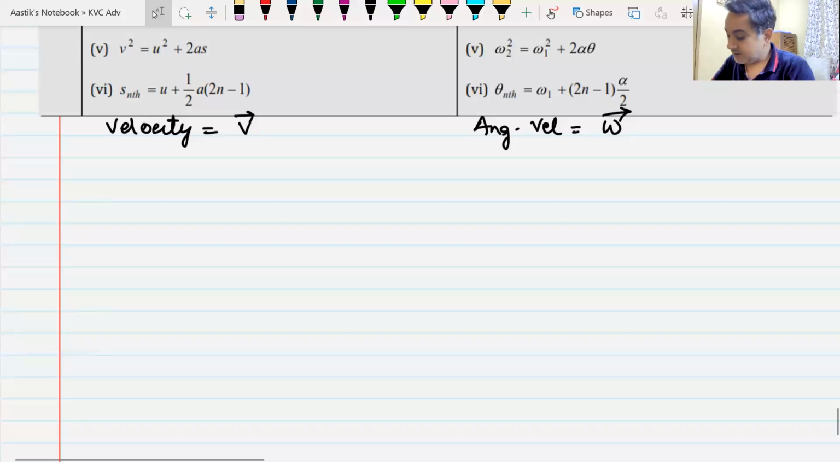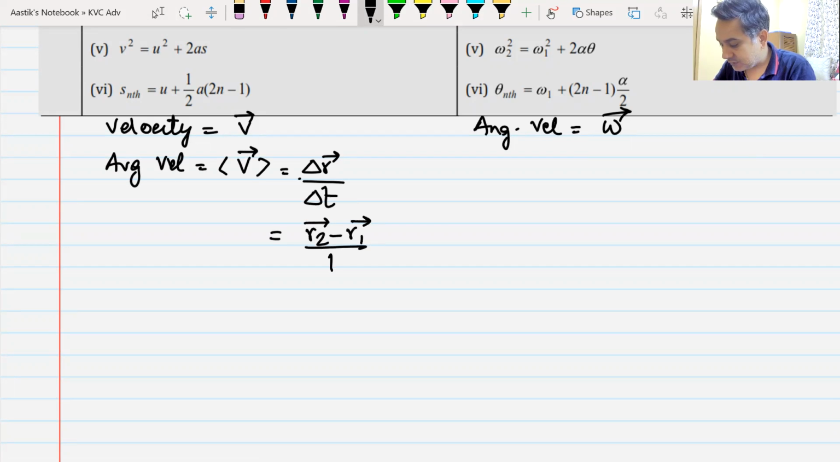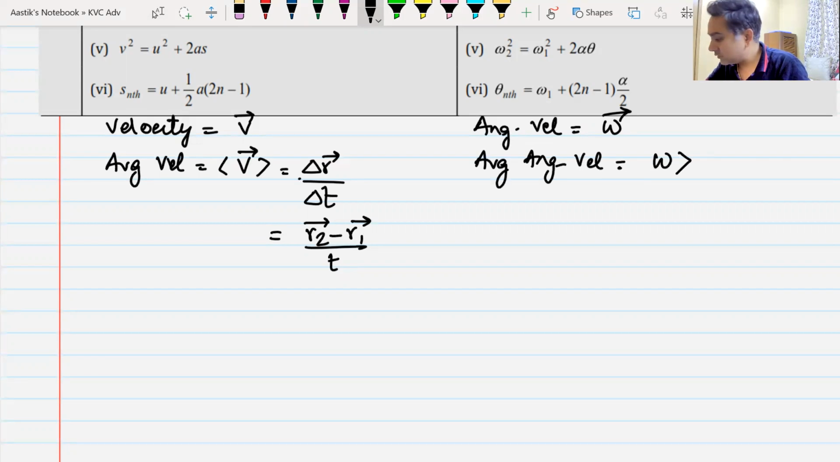Okay. Here, there we have average velocity. We write it as v vector, and that is equal to delta r vector by delta t, or you can write it as r2 vector minus r1 vector by t. Do we understand this? Here we have average angular velocity, which we write it as omega average.